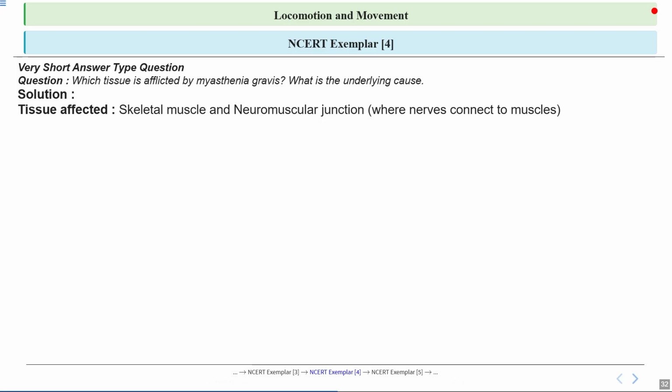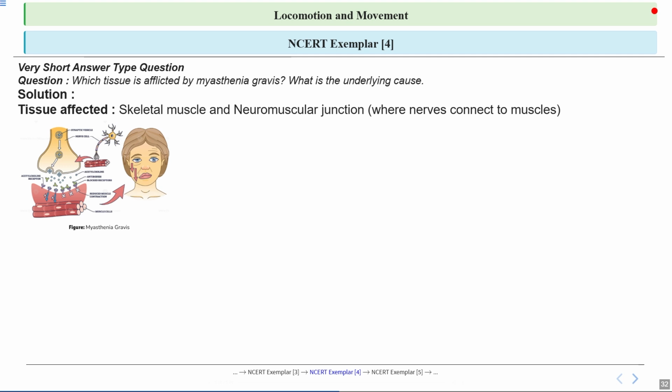The skeletal muscle and neuromuscular junction are the key parts of the body's movement system. Skeletal muscle is made up of long fiber-like cells that contract when messages from the nervous system reach them. The neuromuscular junction is a special spot where a nerve ends and connects to the muscle fiber. Here the nerve sends a signal using chemicals called neurotransmitters, which make the muscle contract. This process allows us to move our body parts voluntarily, like lifting an arm or walking.